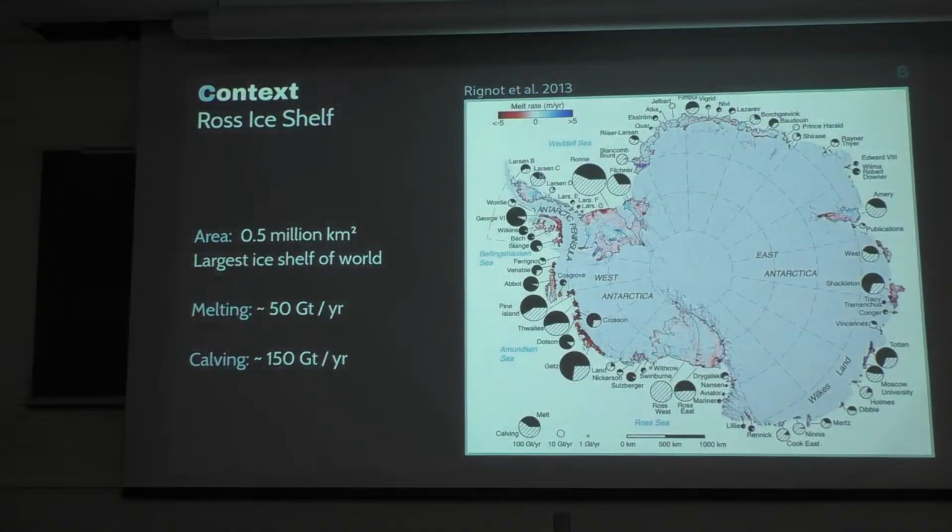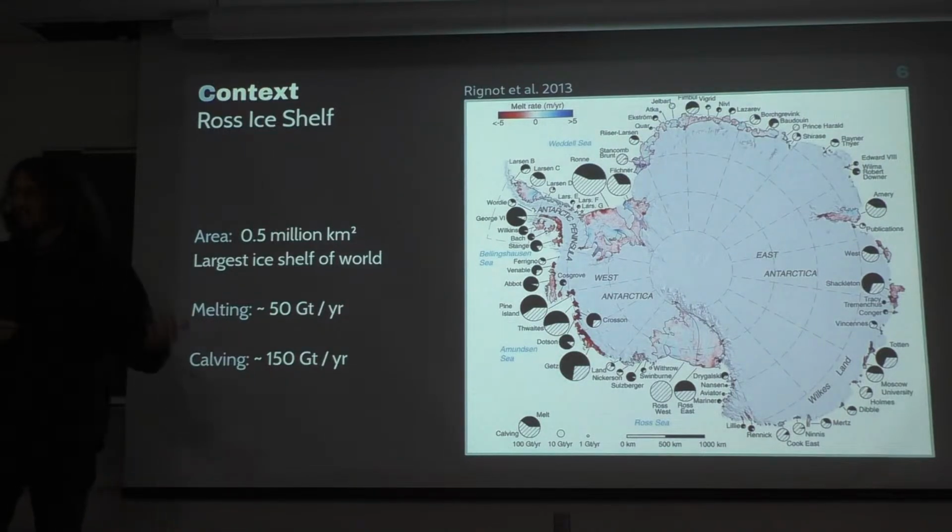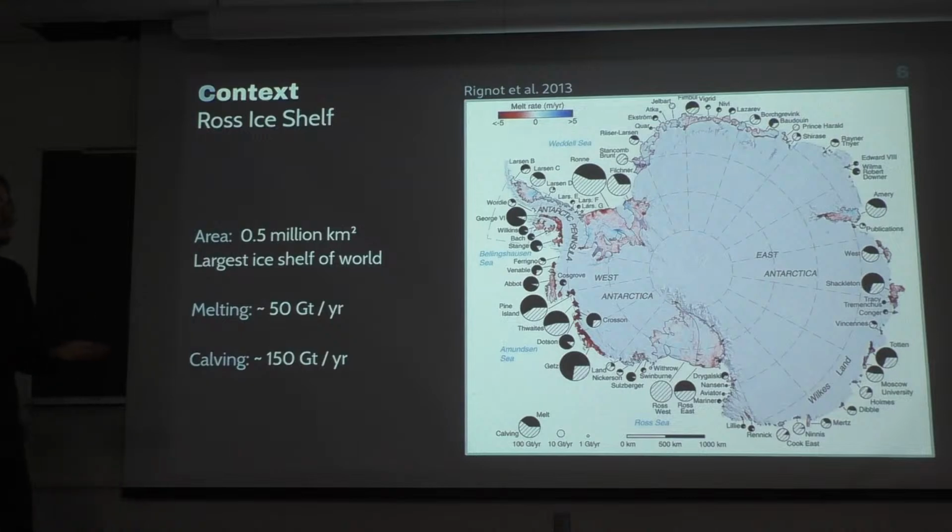Something good. This is a map of Antarctica by Rignot et al. in 2013, when they compare how much these two mechanisms, melting and calving, account for mass loss for all the ice shelves. Each circle represents an ice shelf. When the circle is black, it means that it's driven by melting, and when it's white, it means it's driven by calving. You can see there are ice shelves which are mainly driven by melting, and some other ice shelves which are mainly driven by calving. So these two processes are really important for ice shelves in general.